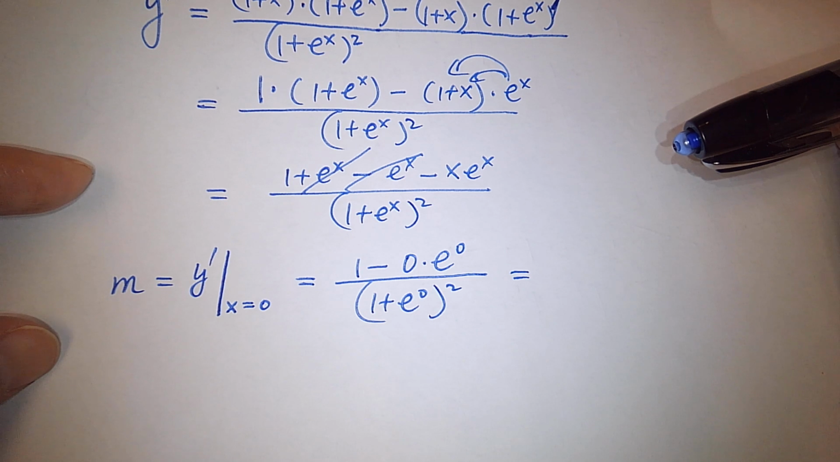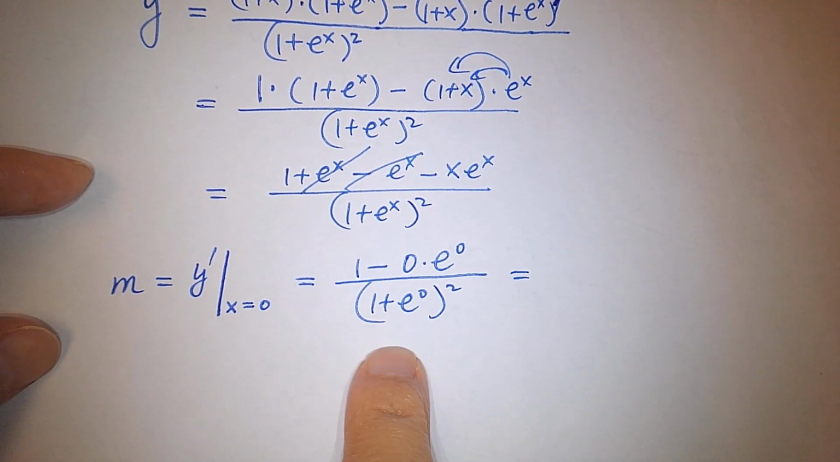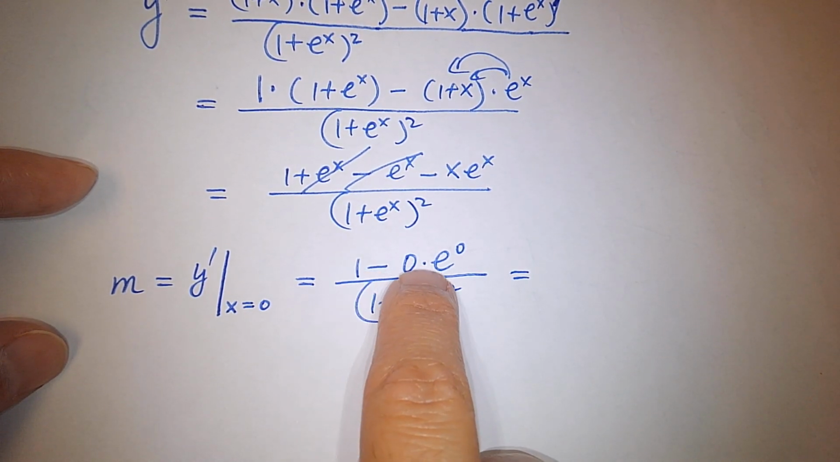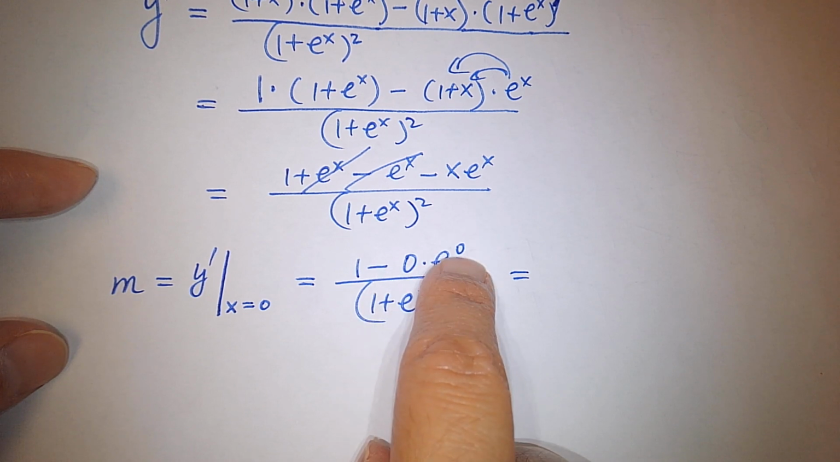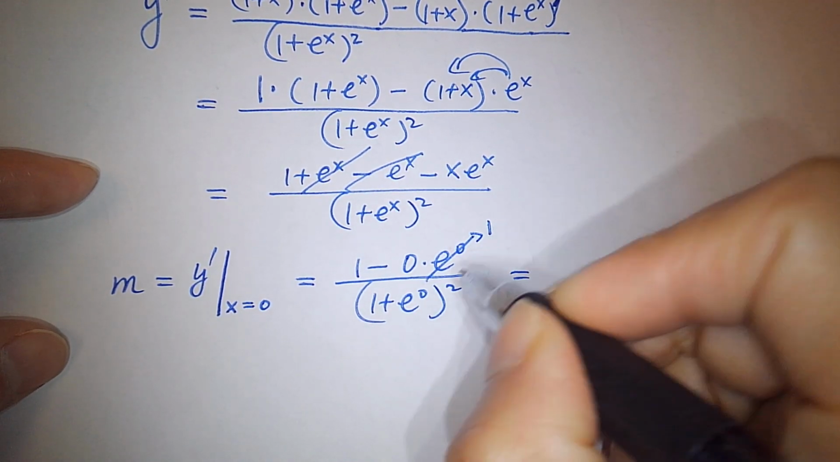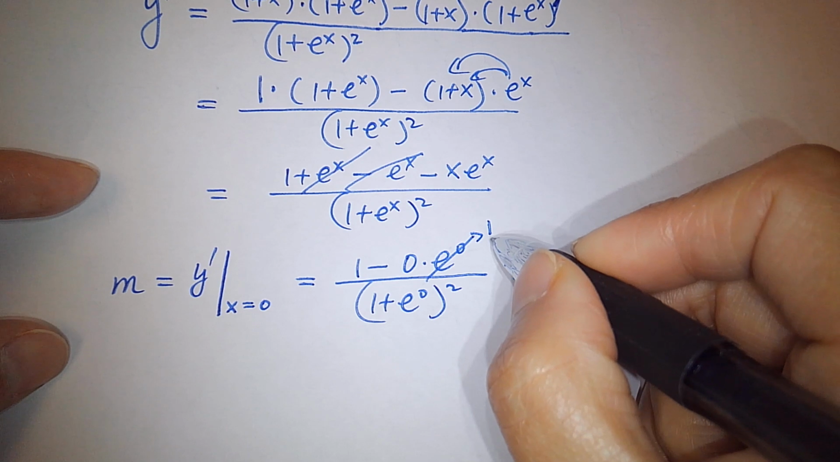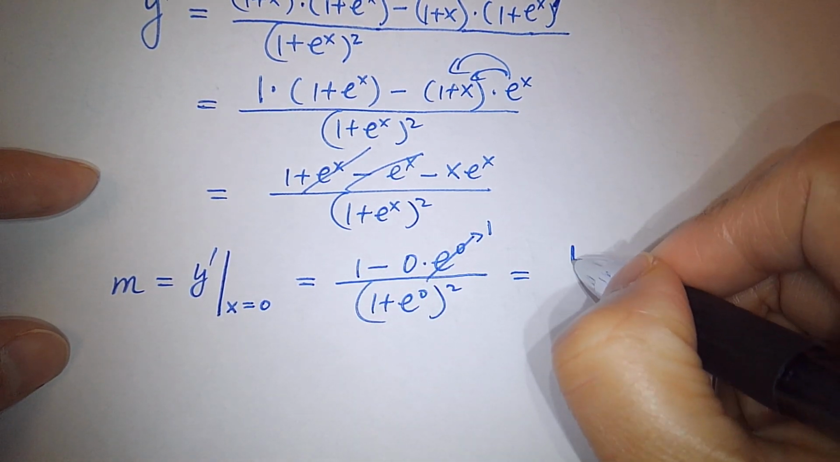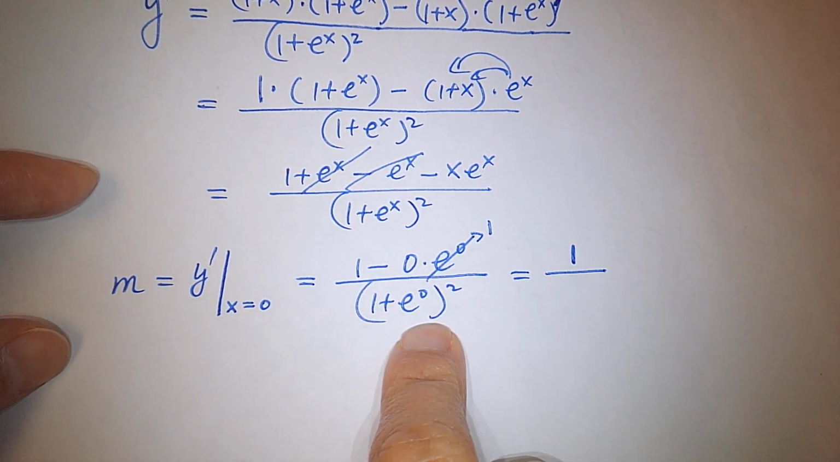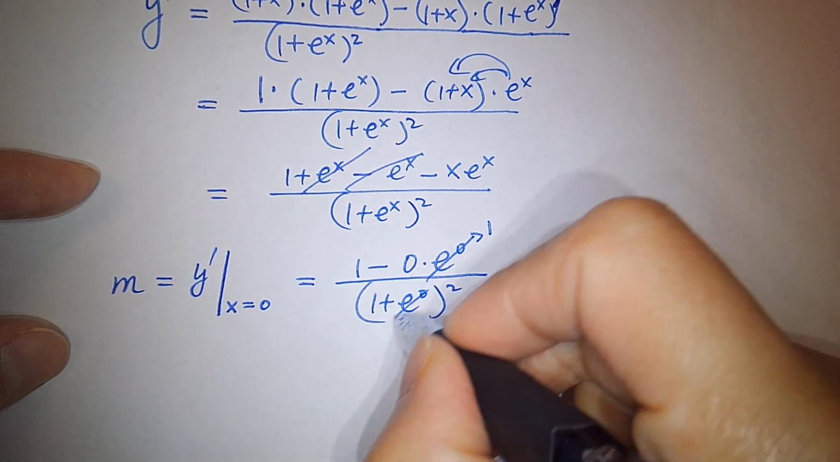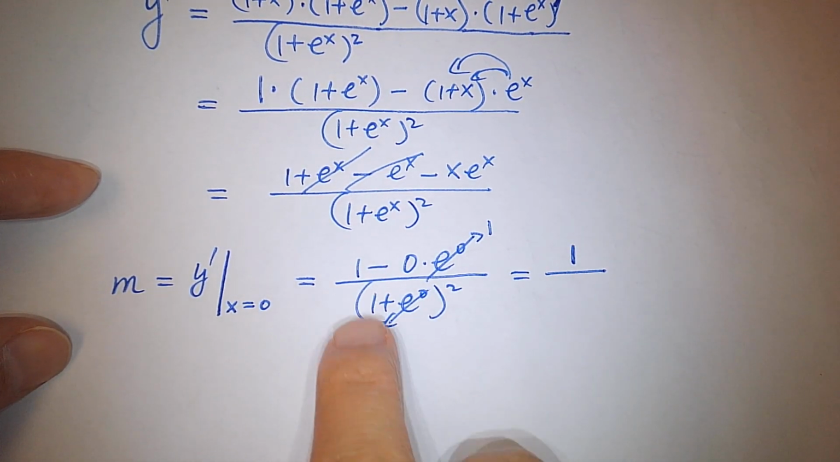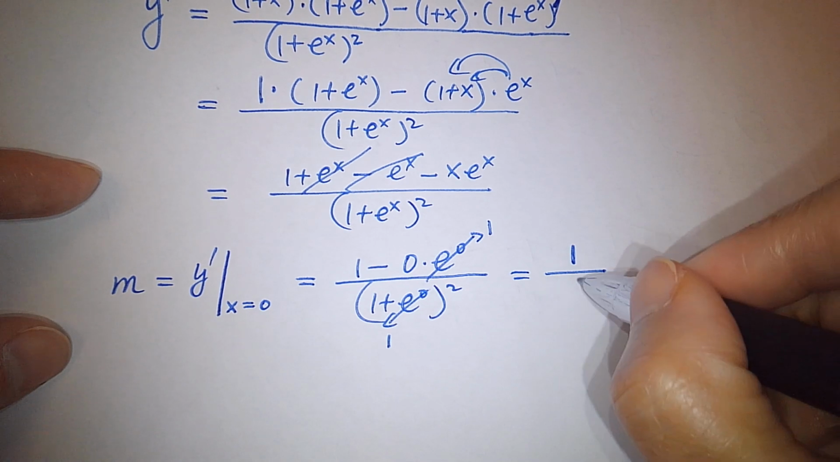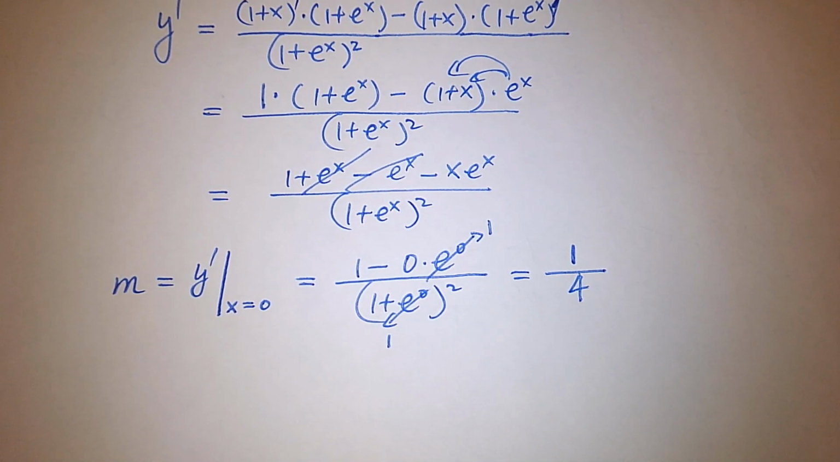Let's do this in order. E to the 0 is 1. 0 times 1 is 0. 1 minus 0 is 1. On the bottom, what is e to the 0? 1. 1 plus 1 is 2. 2 squared is what? 4. So 1/4. Right? So we know the slope.